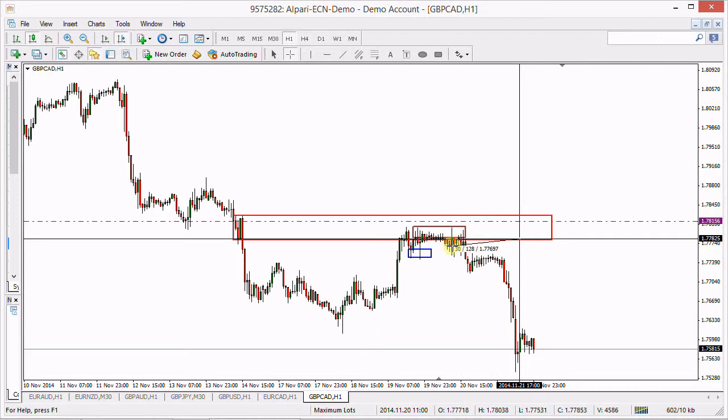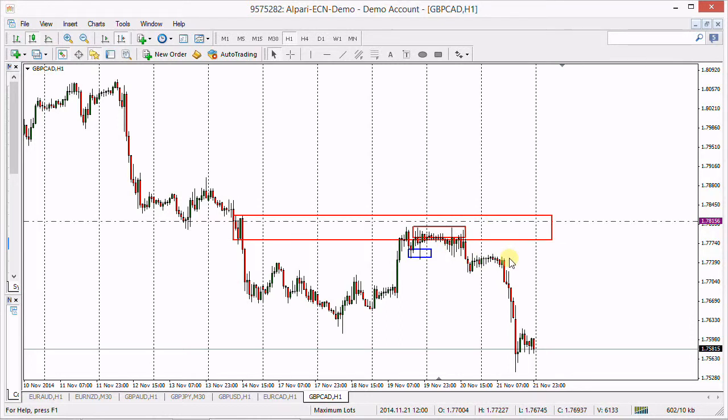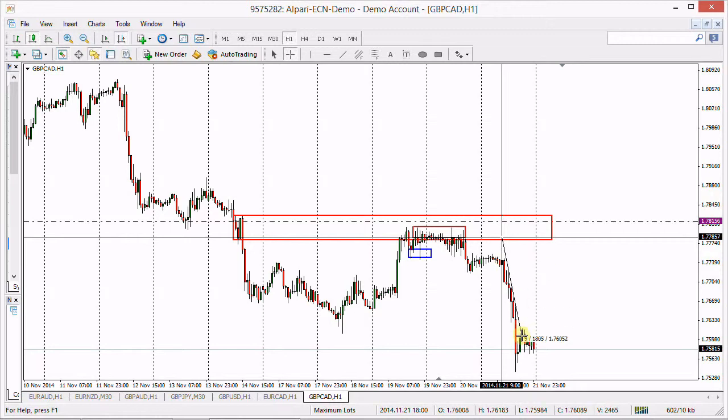Now as you can see, price did take a while. If I put the days on, you can see that price stayed up there for almost a whole day before dropping down. It messed around for a little bit more before the final drop on Friday. So this trade netted a nice amount of pips, as you can see.